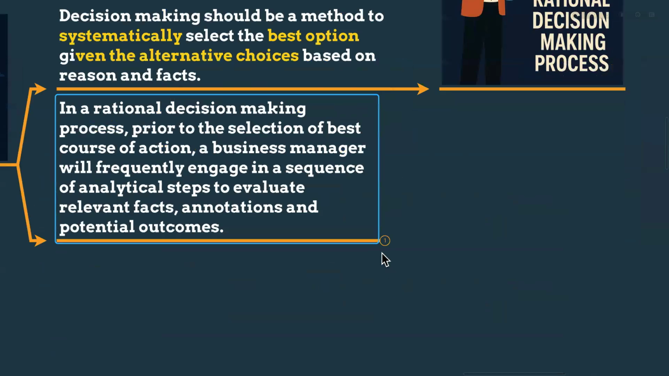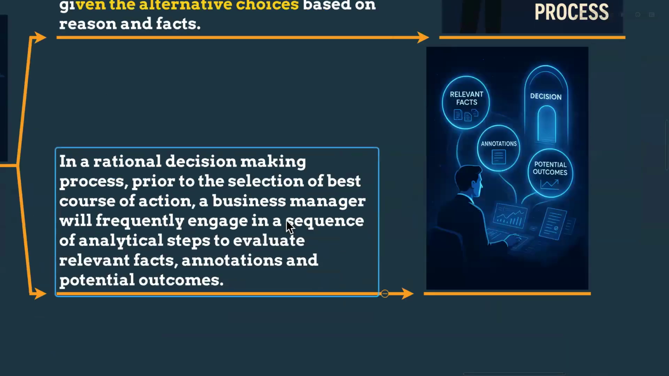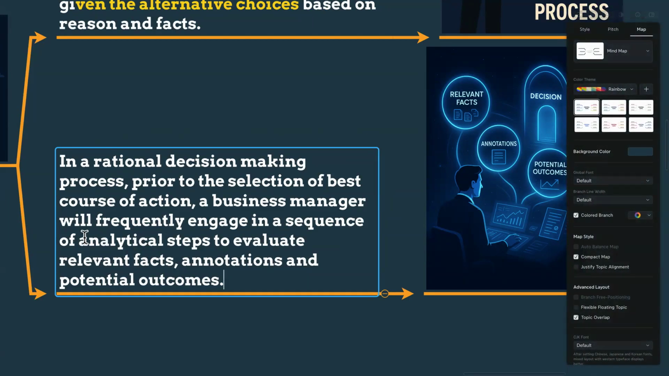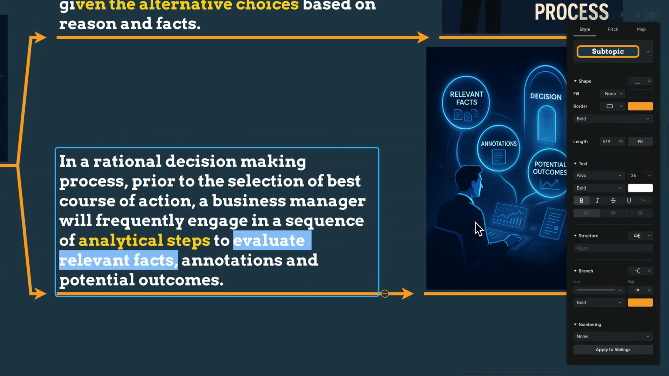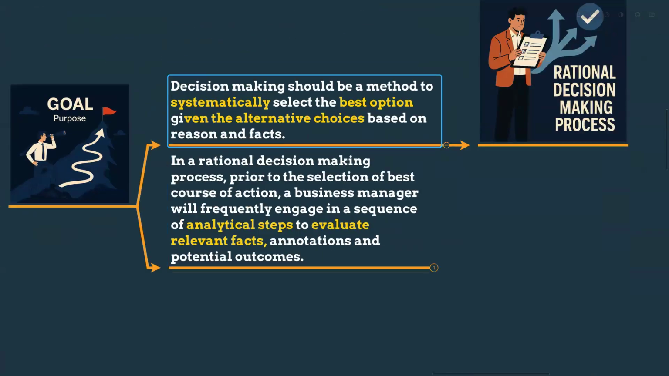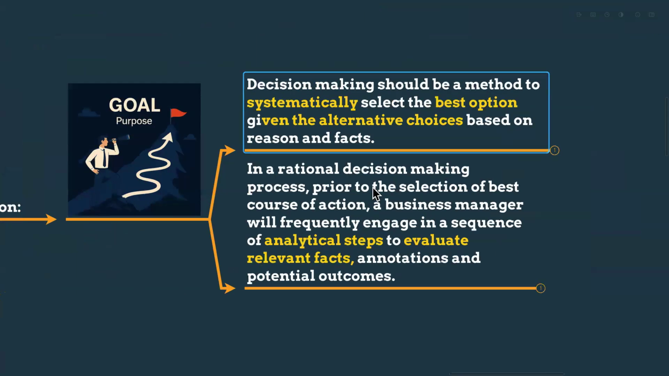In a traditional decision making process, prior to the selection of the best course of action, a business manager will frequently engage in a sequence of analytical steps. We will do some analysis with the data, with the facts, to evaluate the relevant facts, and the potential outcomes. What this means, simply, let me explain in a simple manner, right? The decision making is simply a step by step method, right?